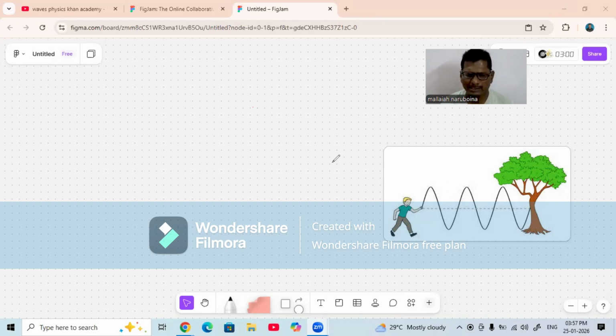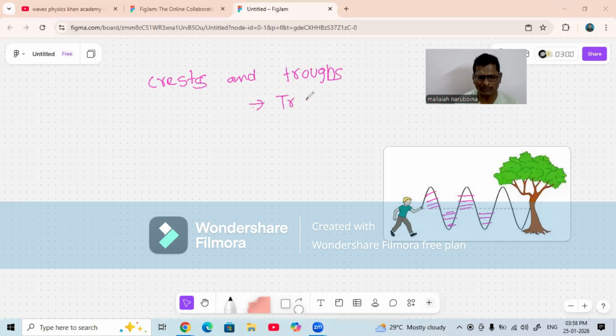Here, crests and troughs are formed. See here, this is a crest, this is a trough. This is a crest and this is a trough. So crests and troughs are formed. This is an example of a transverse wave.